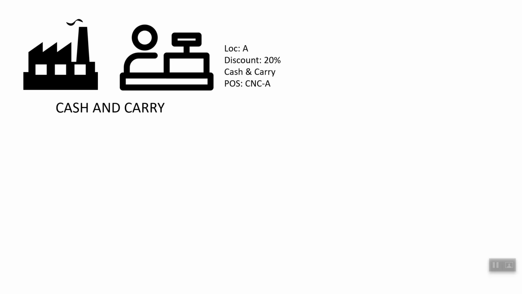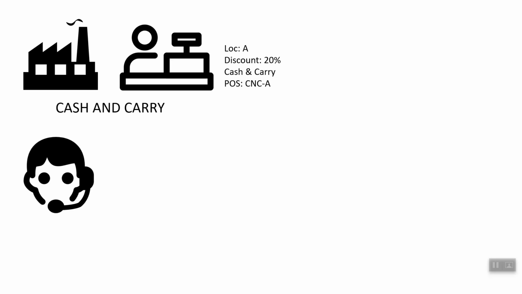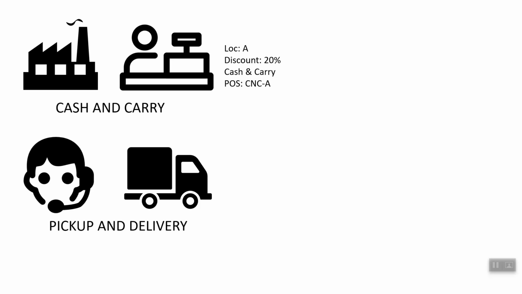You may also have an office team who's taking orders over the phone for pickup and delivery service. For those individuals taking those orders over the phone, their default criteria for these orders is a little bit different. So they would also be location A. There might not be a discount that's automatically applied. Their order type would be pickup and delivery, and the POS machine that they're using might be called Office A.